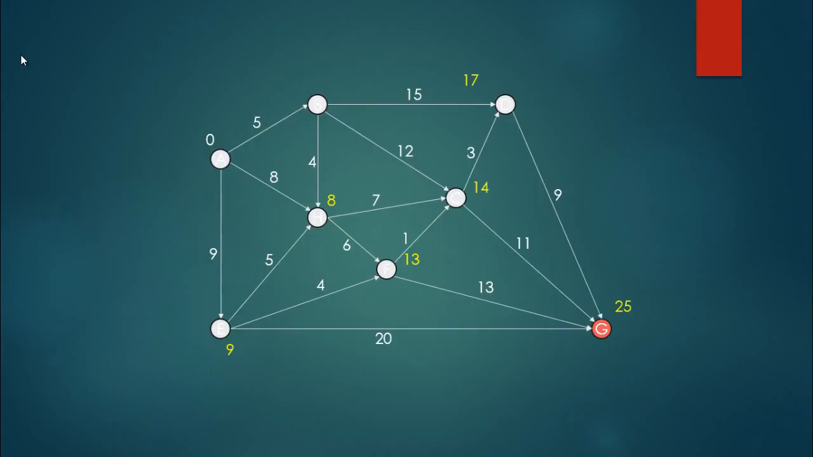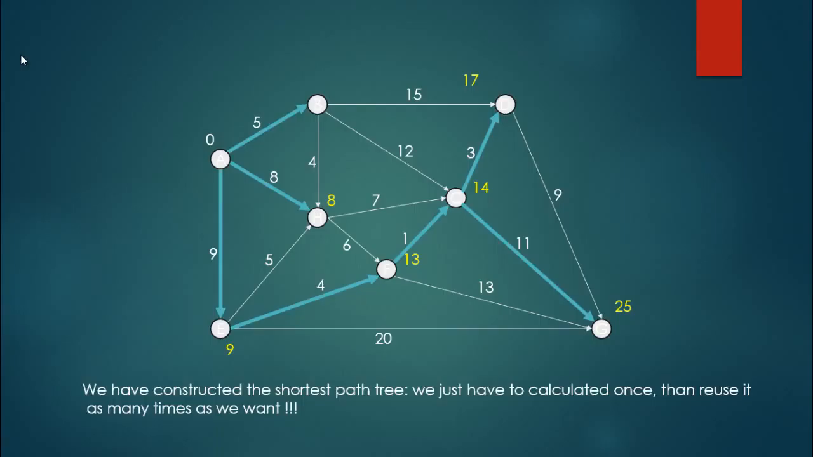So with the help of this, we are going to store for each node, A, B, C, D, H, F, another vertex or another node. This is called the predecessor, and the predecessor is going to point to the previous node in the shortest path. And with the help of this, we can construct what is called the shortest path tree. And why is it good? Because we just have to calculate it once, and then we can reuse it as many times as we want.